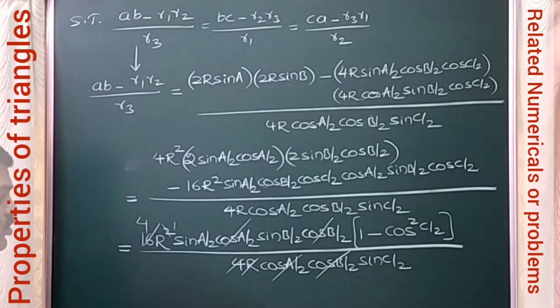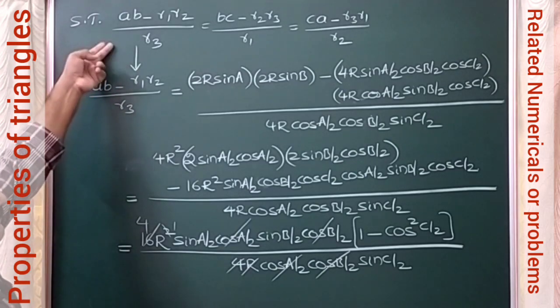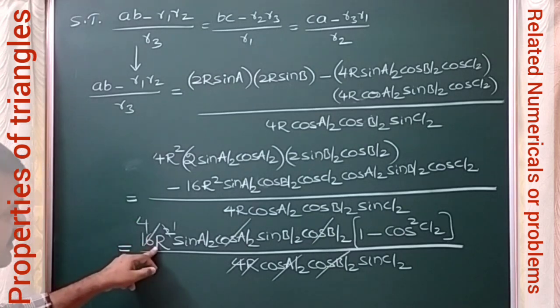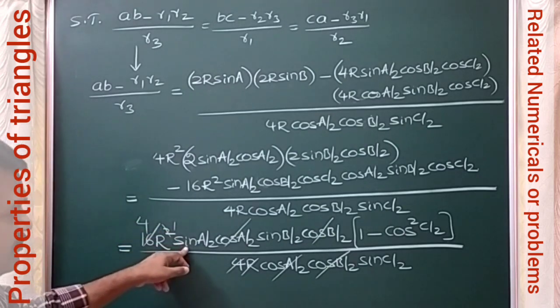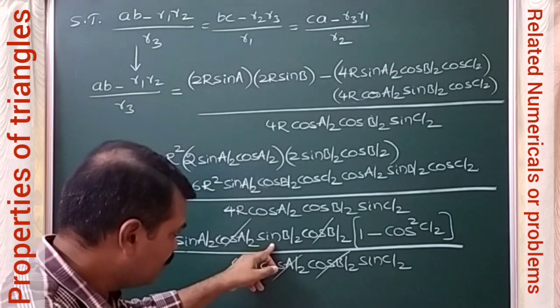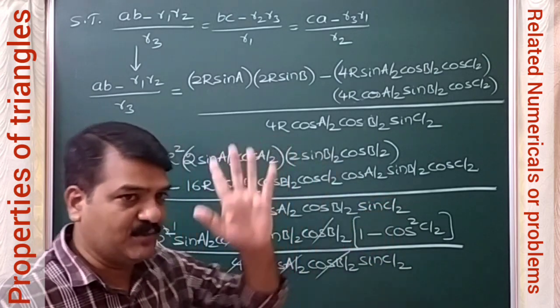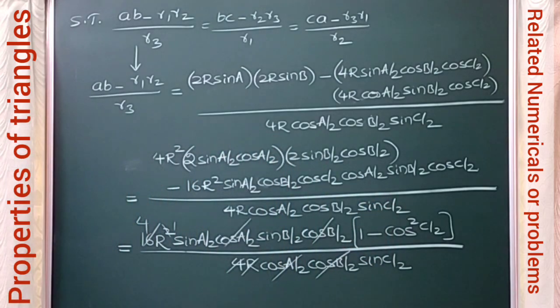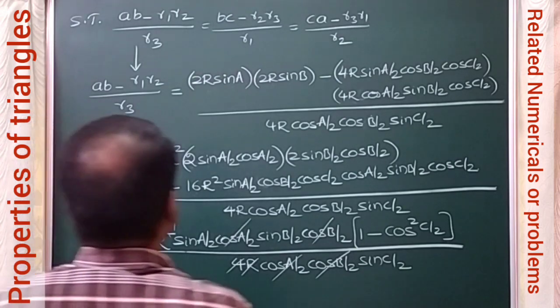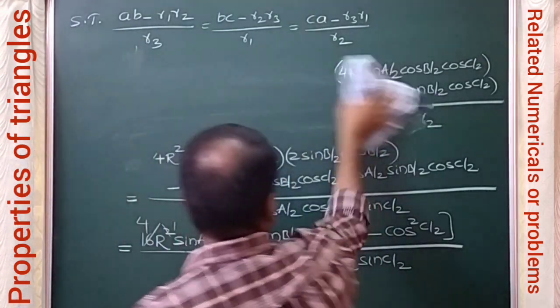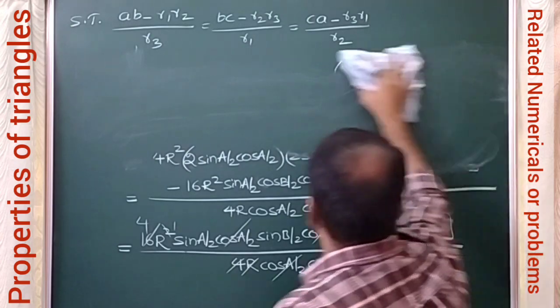Right. So we are simplifying this first part. Now what is left now? 4R sin A by 2, sin B by 2, 1 minus cos square C by 2, that means sin square C by 2. Okay, so the left out part or remaining part I will write now. So left out part I will try to write here. So just observe now.